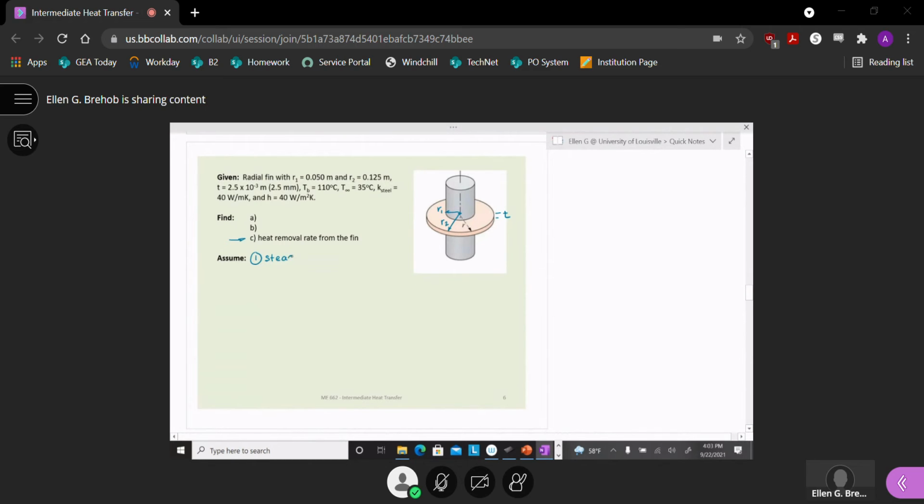And like our previous fin problem, the only analysis we're doing is steady state. We won't have a transient analysis for fins. Constant properties. Three, no heat generation. One-dimensional radial conduction.